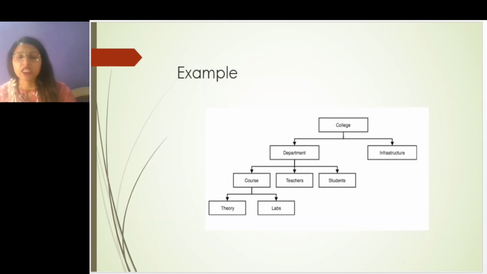Then what is the disadvantage of this hierarchical tree structure? The disadvantage is that if you want to represent a complex relationship, you cannot use this, because here a child has only one parent. If you want to show a relationship in which a child can have multiple parents, then you cannot use this hierarchical tree structure. Then what are you going to use? For that you have another model, that is the network model.